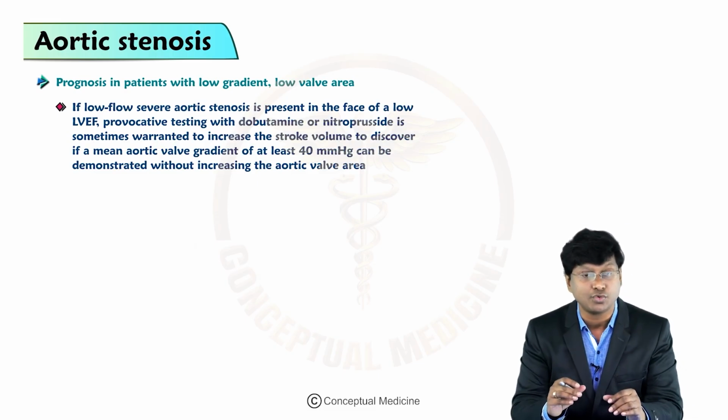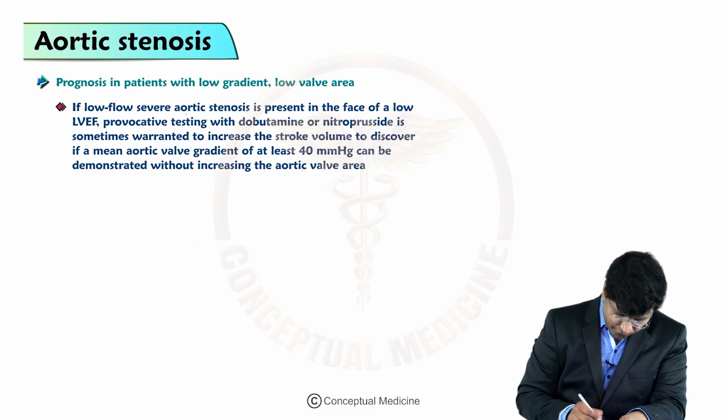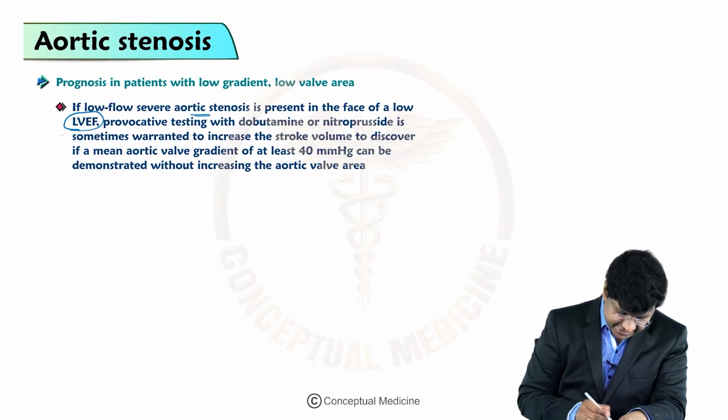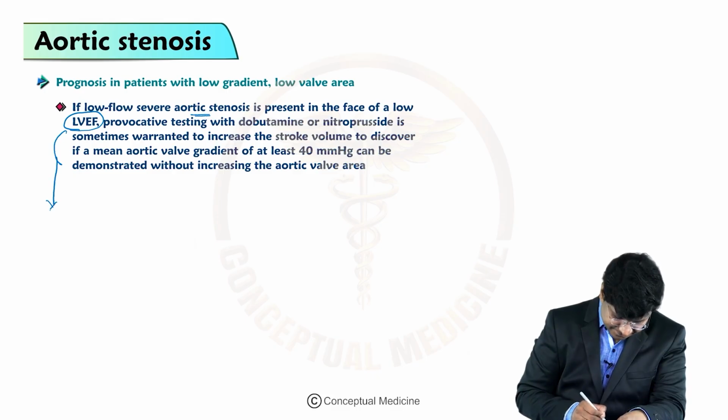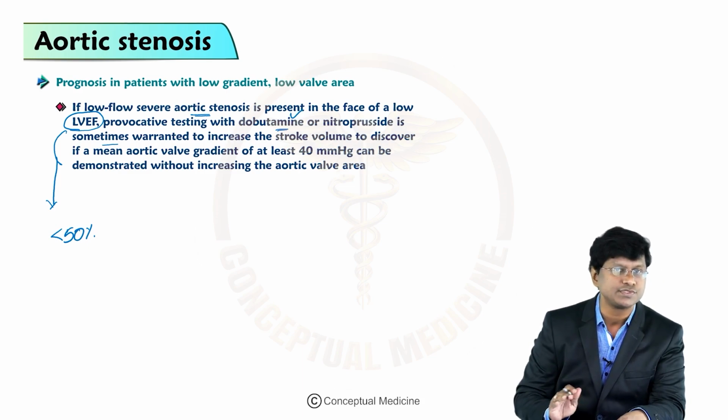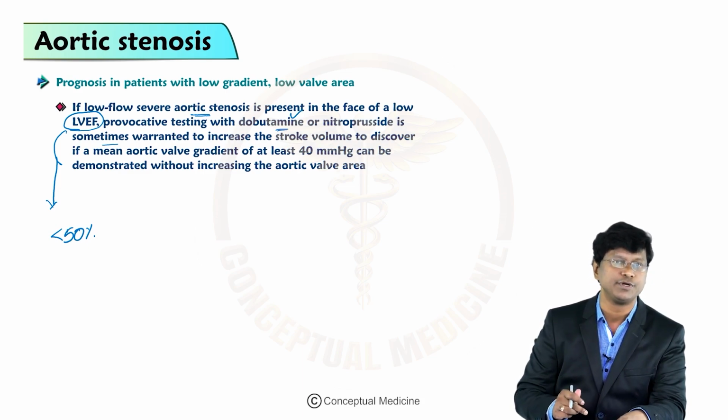Let me discuss how will you differentiate. If low flow severe aortic stenosis is present in the face of low ventricular ejection fraction, and how much is that? That is less than 50%. Provocative testing with dobutamine or nitroprusside is sometimes warranted. Mainly what we use is dobutamine. We don't use nitroprusside.